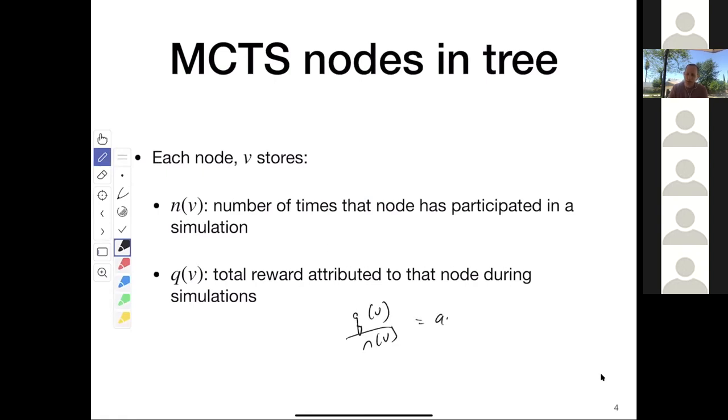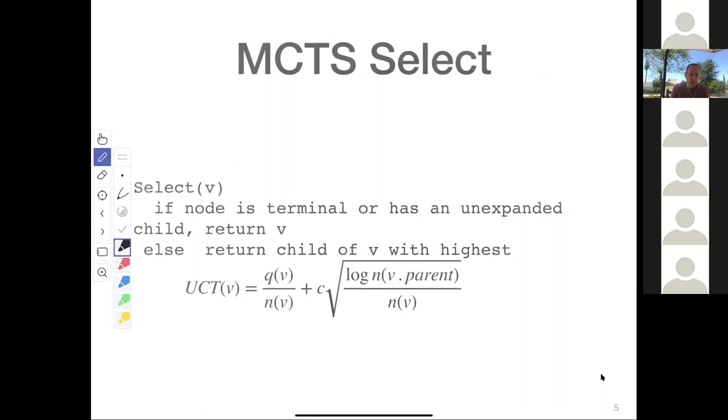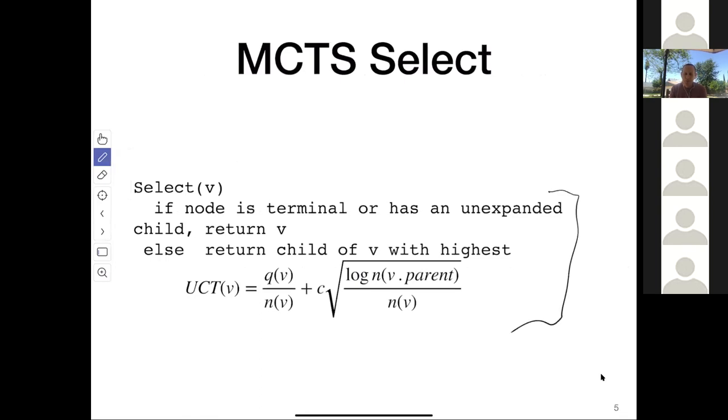Is our average value for V. Okay. And so the selection is fairly straightforward. Now this is a key, and this is a problem many people got wrong in the midterm, so be aware of this. We are starting at the root and then we are always in the selection phase, going to a child of the root and then a child of that and a child of that and so on until we hit what's called a leaf.